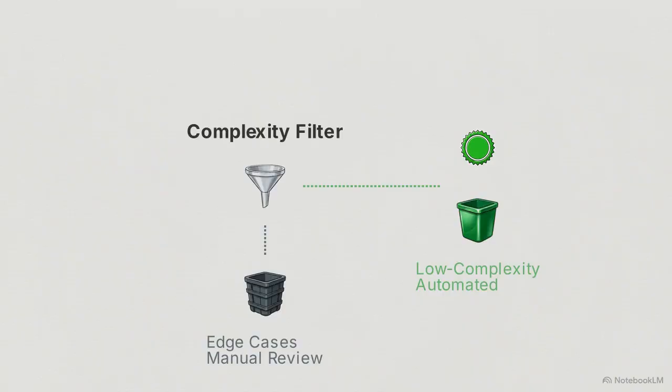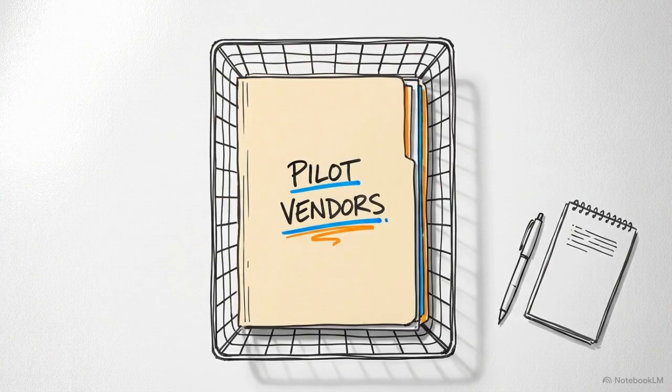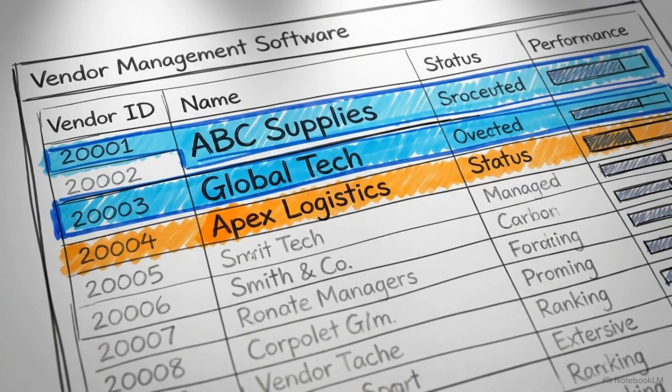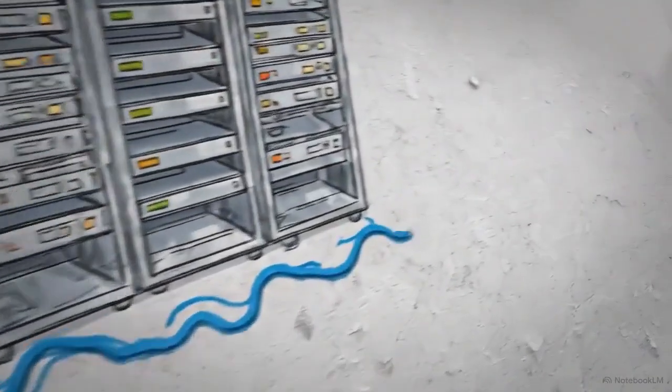To select your pilot vendors, filter out the complicated edge cases. You want to capture high-volume, low-complexity invoices that offer quick wins, like early payment supplier discounts. A major failure point is trying to automate everything at once. You must limit this pilot to a small, controlled subset of vendors or a specific department. By enforcing strict baselines and narrow boundaries, you prevent project bloat and ensure your team secures measurable financial momentum early in the rollout. Step 3 is connecting the digital plumbing.